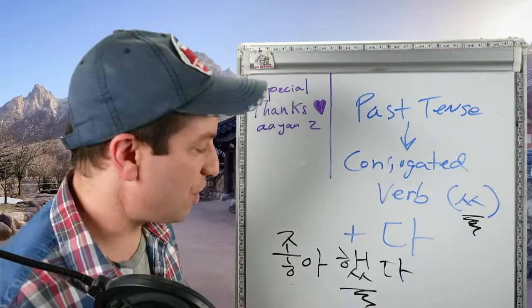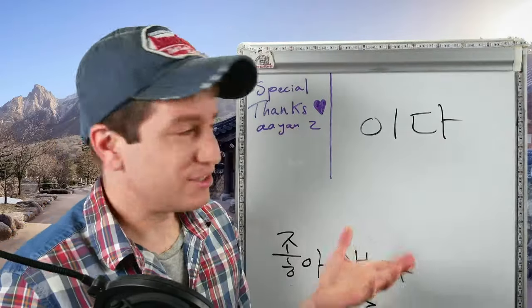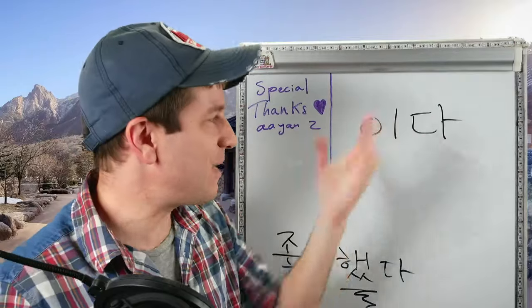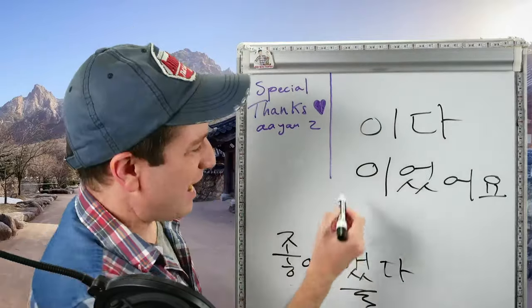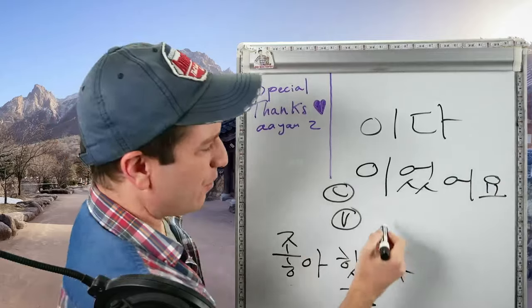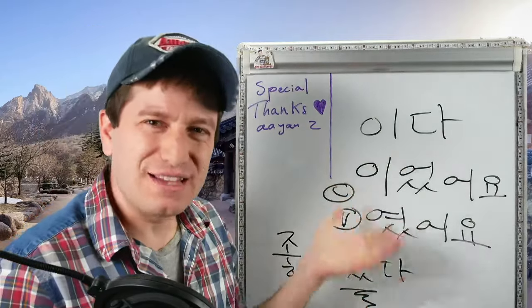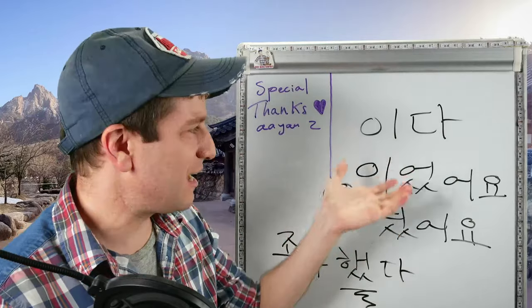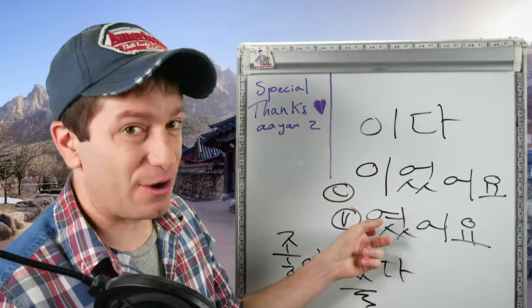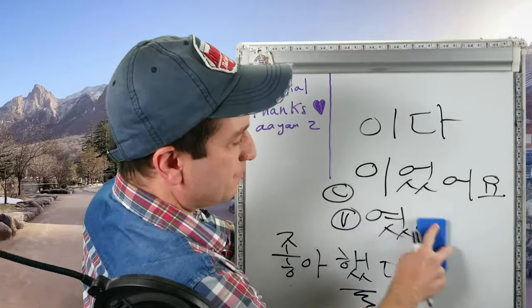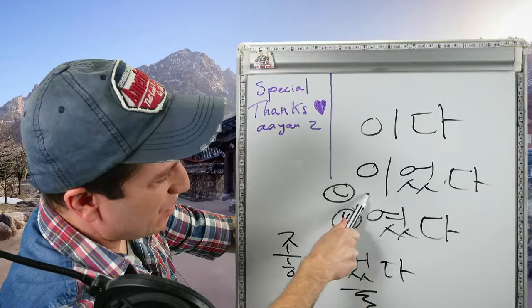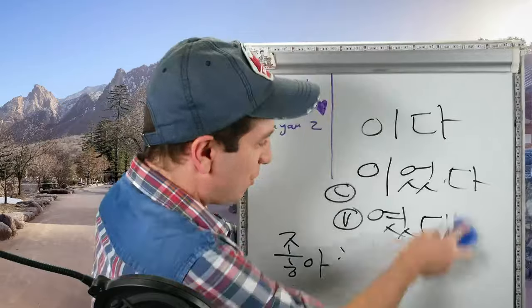There's one more thing though you should know. The verb 이다, to be, in the past tense, how do we make it? It's 이었어요 after a consonant, but after a vowel, it's just 였어요. That means you're going to have two different plain forms depending on whether you're using 이다 after a consonant or after a vowel. So now to make the plain form, you'll notice it's going to be either 이었다 or 였다. Now let's go on to future tense.